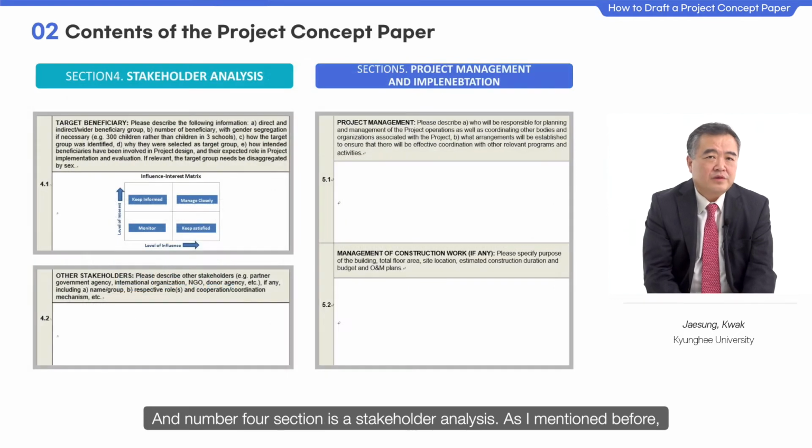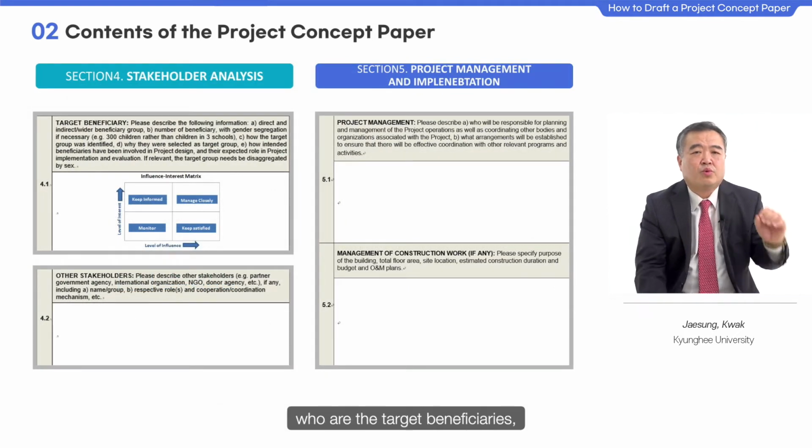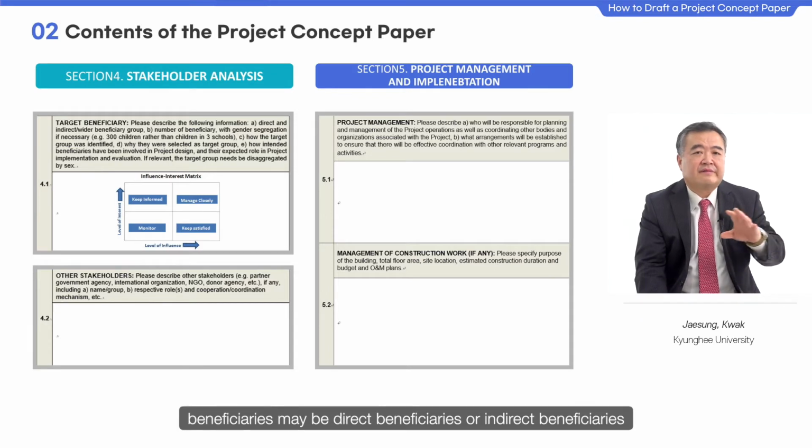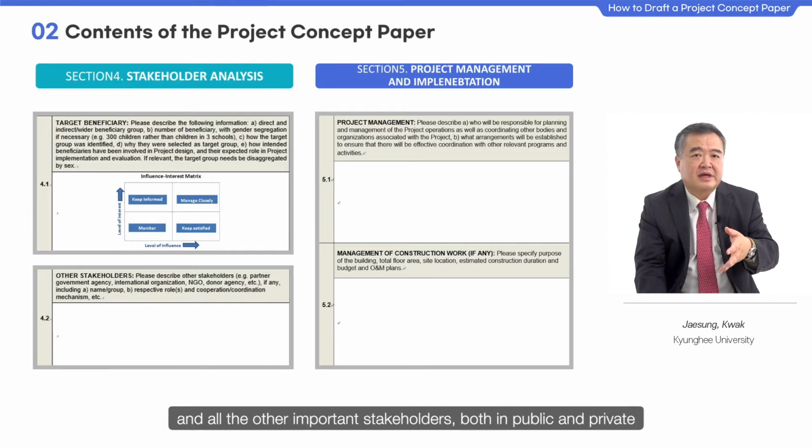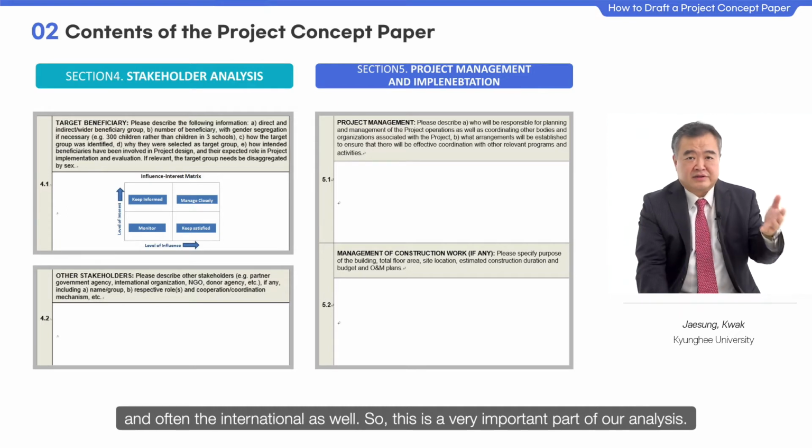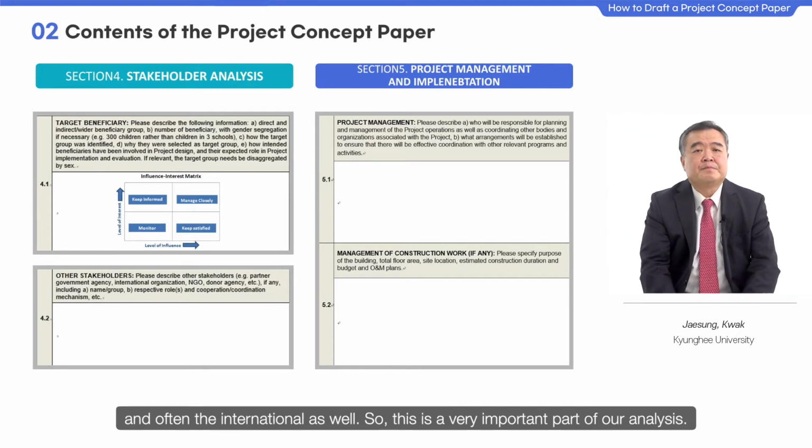And section 4 is a stakeholder analysis. As I mentioned before, who are the target beneficiaries? Beneficiaries may be direct beneficiaries or indirect beneficiaries, and also other important stakeholders, both in public and private, and often international as well. So this is a very important part of analysis.